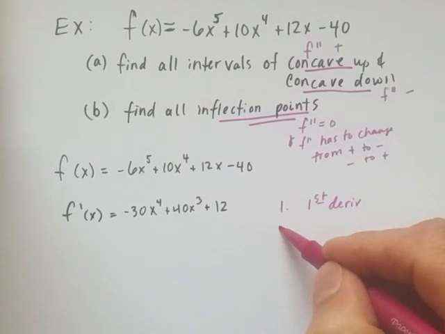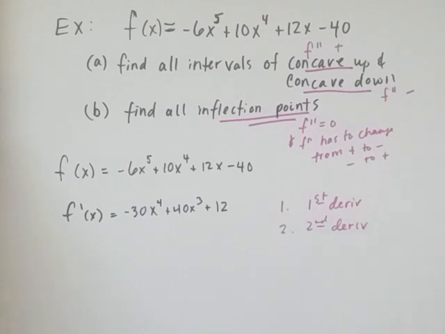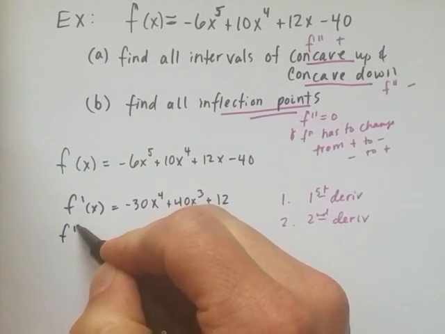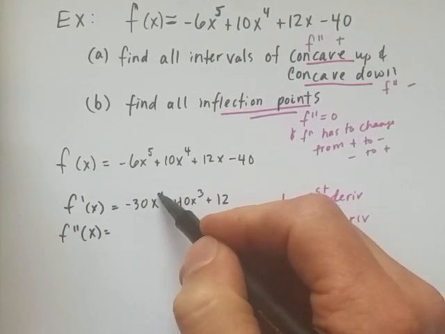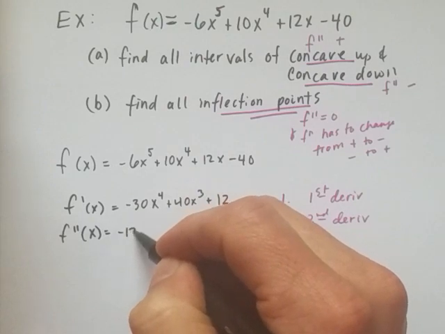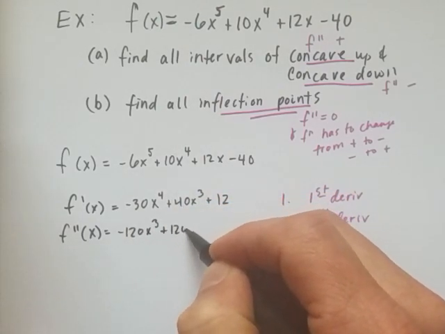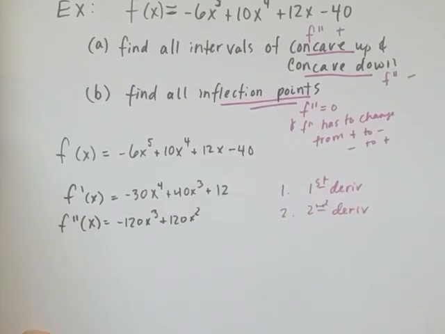Now for the second derivative test, step 2 is going to be the second derivative. I separated that into 2 parts just so that we didn't get ahead of ourselves. So I'm going to very clearly mark this f double prime, and I'm going to use the same exact rule, power rule. The 4 comes down, negative 120x to the third. The 3 comes down, 120x squared, and 12 is a constant, so that becomes 0.